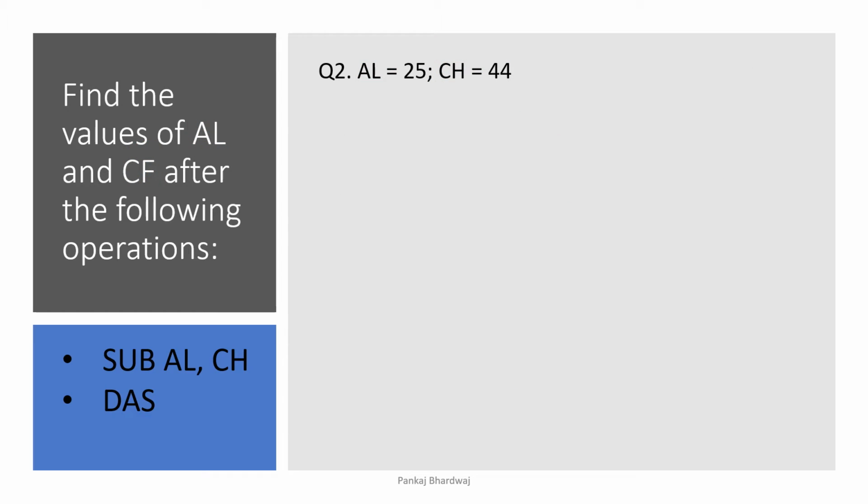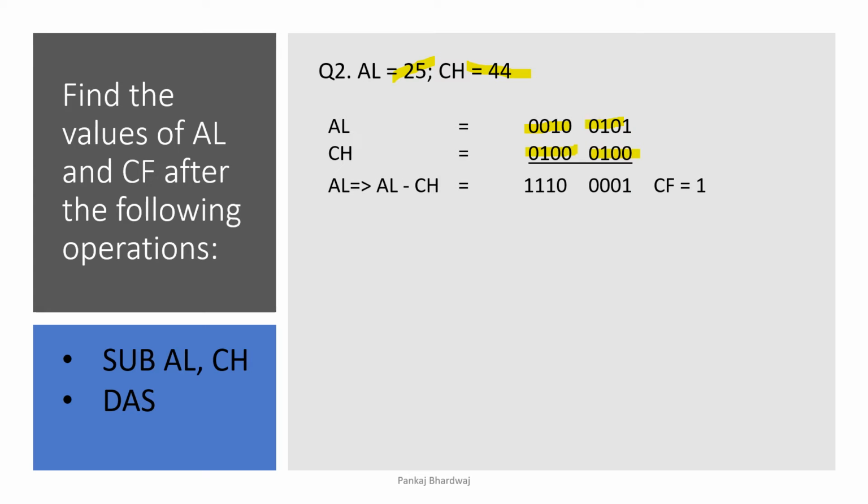Clear? Next question is AL equals 25 and CH equals 44. Now AL equals 25, that is 0010 and 0101, this is 2, this is 5, and CH is 0100, that is 4, and 0100, that is 4. So 44 and 25. Now when we subtract, we get the carry flag as 1, because 25 is less and 44 is larger, so we need a borrow. So the answer will be 1110 0001. It's a binary subtraction, and that is nothing but E1. E is 14 and 1 is 1.